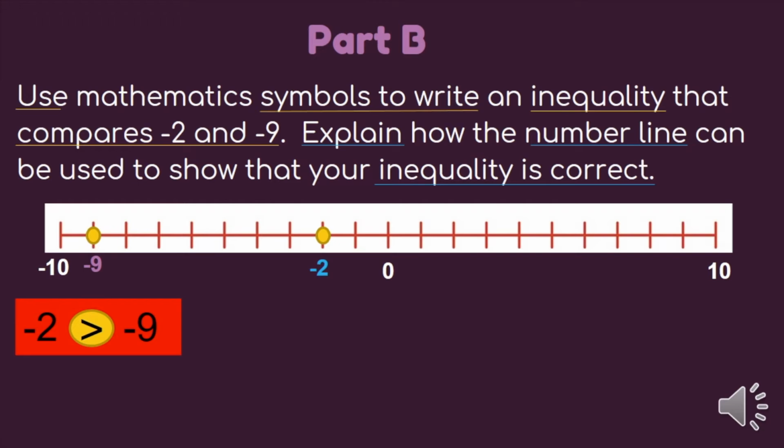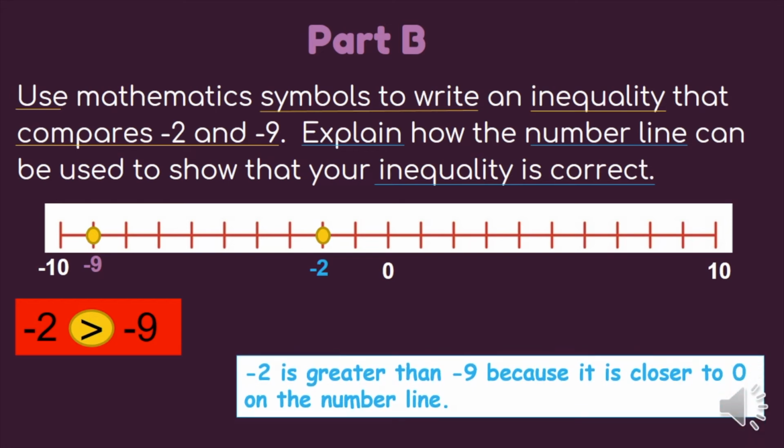Now the next part of this problem is to explain how the number line shows that the inequality is correct. Well, we know that the number that's closest to 0 is going to be the larger number, and -2 is closer to 0. Therefore, it is the larger number.